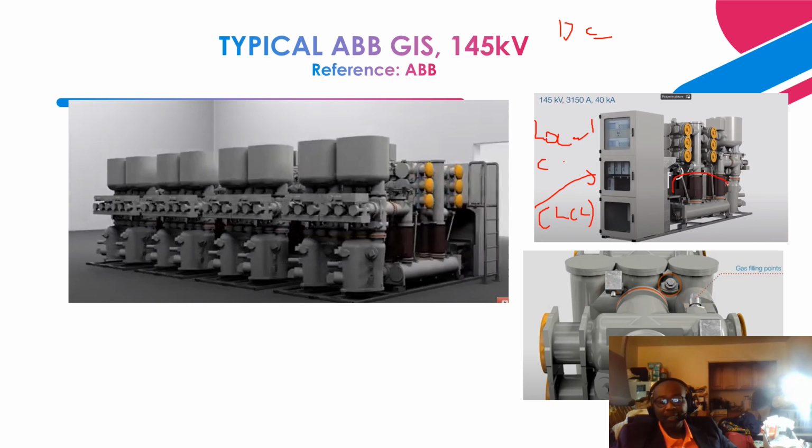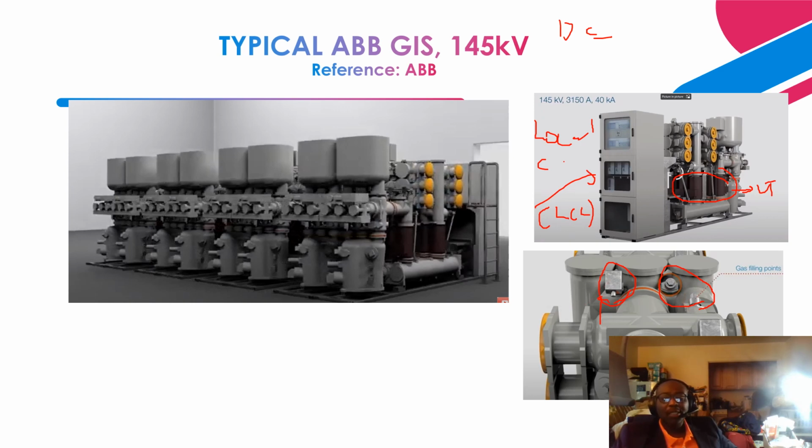Then this part is where the VTs are located, right? The voltage transformers, instrument transformers. This one is the SF6 gas density. If you are testing for the gas density, this is the port that you use. And if you want to fill, let's say you receive an alarm and you want to fill the GIS with the SF6, these are the ports that you utilize.